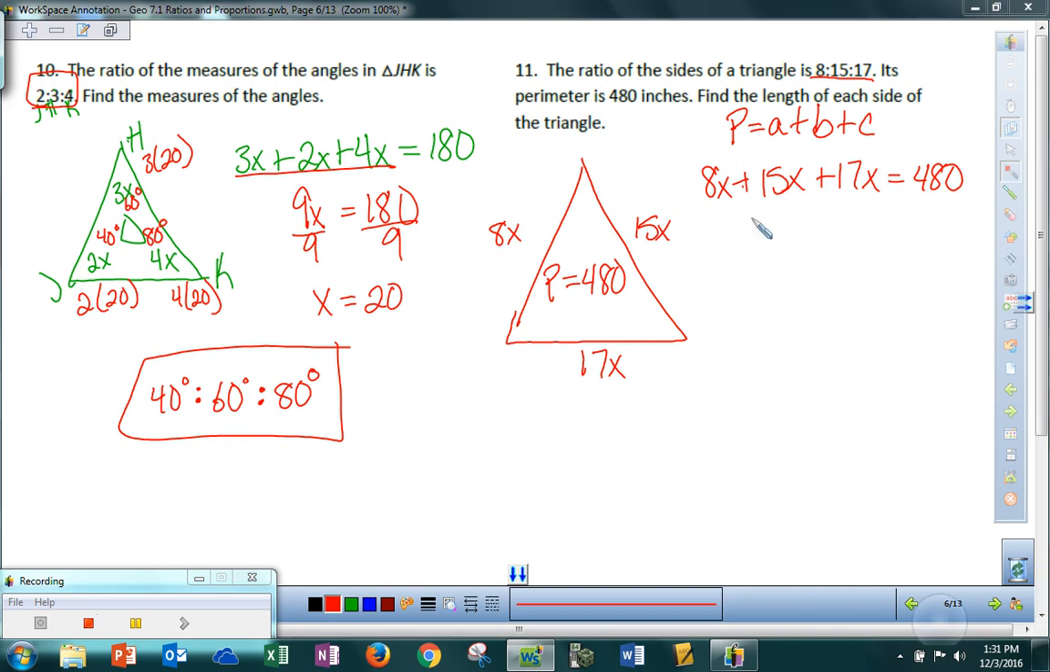So when we actually do that, go ahead, combine like terms. 8 plus 15 plus 17 should come up with 40x, and then that's equal to 480. We need to get x by itself, so we're dividing by 40 on each side. Again, you can always cut off extra zeros, and then we've just got 48 divided by 4. So x is equal to 12 here.